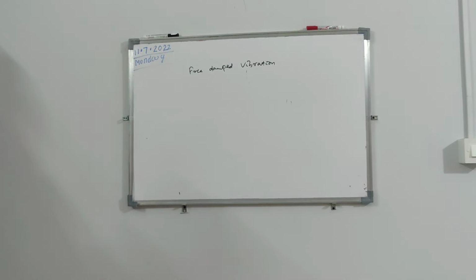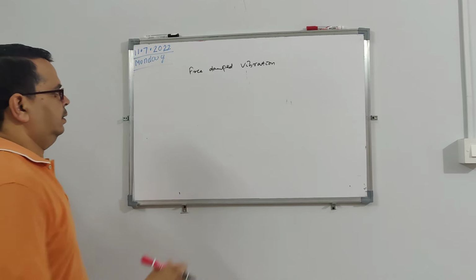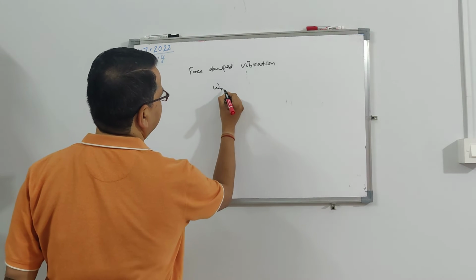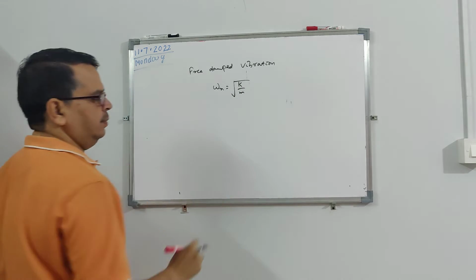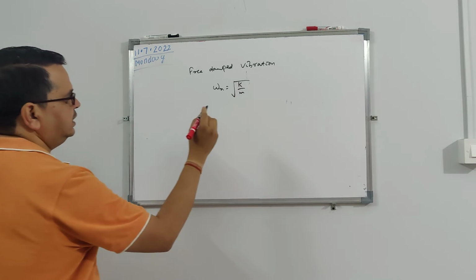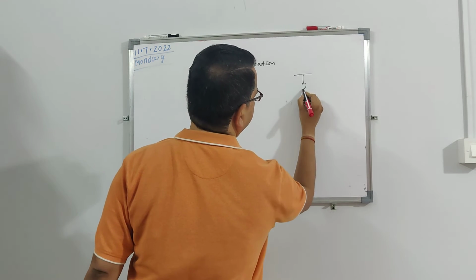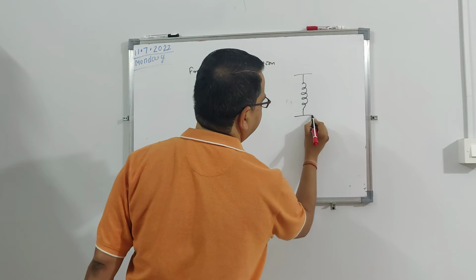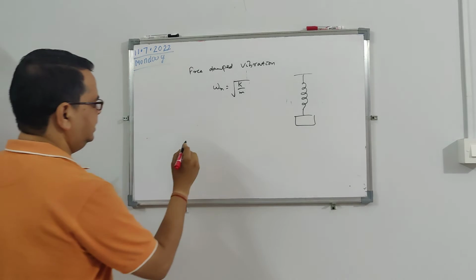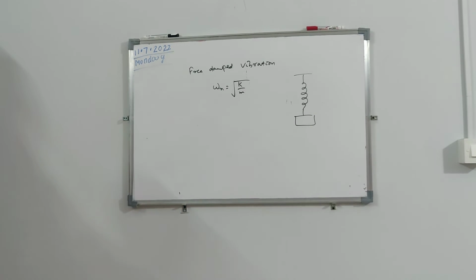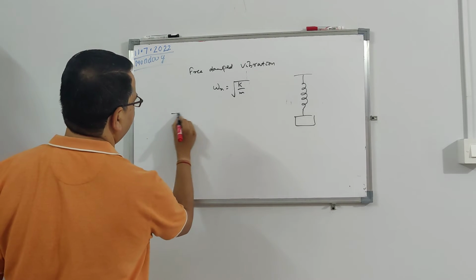So you know your natural frequency is equal to, what we have studied, square root of k by m, right? This is for a system which does not have any damping. So this is my system, it does not have any damping. But there is another system where you will have some damping. So how do we show that damping?